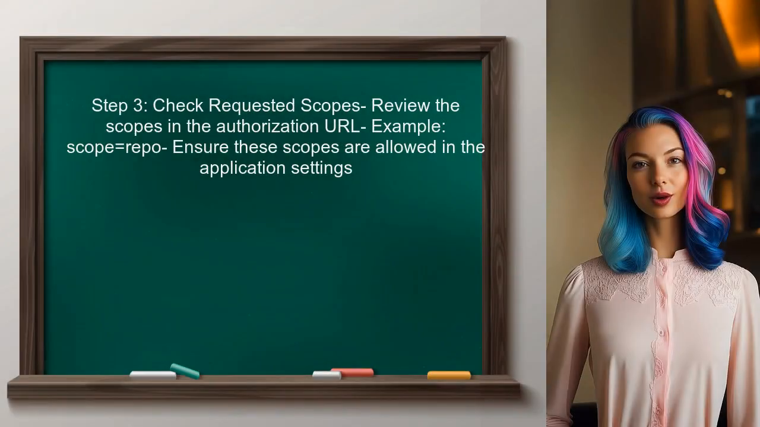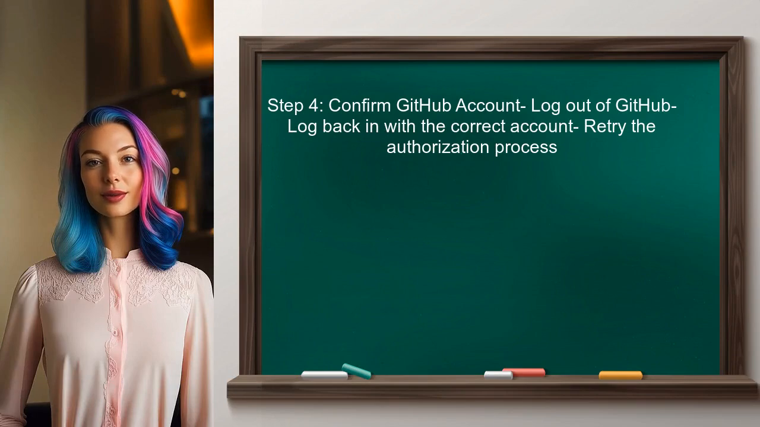The user should also check the scopes requested in the authorization URL. If the requested scopes are not permitted by the application settings, the button may be disabled. Lastly, the user should ensure that they are logged into the correct GitHub account that has access to the OAuth application. If they are logged into a different account, the button may appear grayed out.